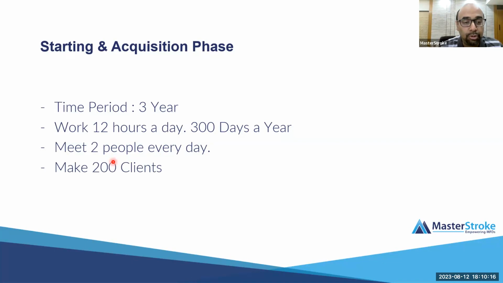And your target should be to make 200 families, not clients, families, 200 families. And I'm not giving you any AUM targets. You should build your 30 to 40 lakh rupees SIP book in the first 3 years.